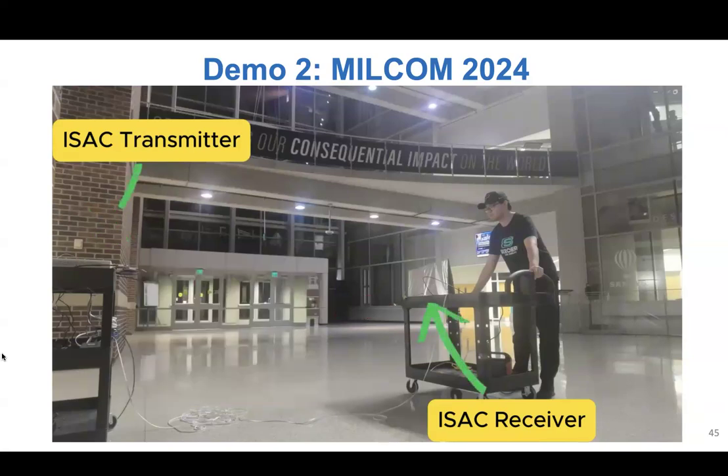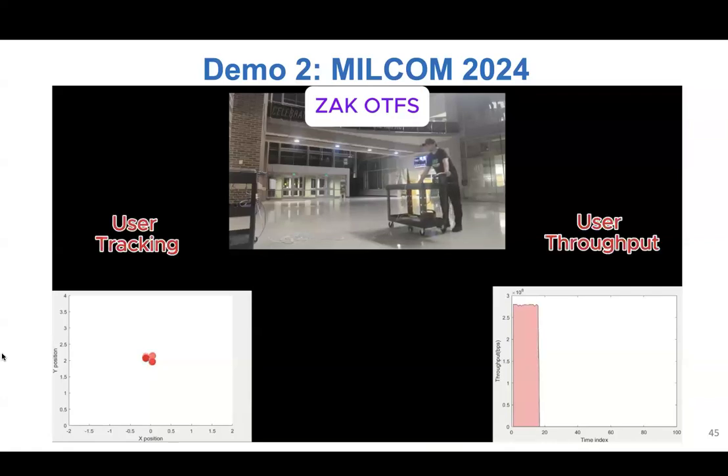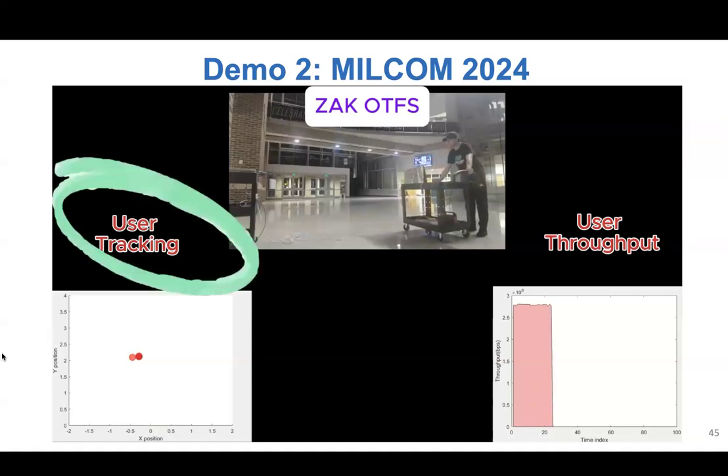The ZAC-OTFS waveform, recognized for its robustness in dynamic environments, is utilized to facilitate simultaneous sensing and communication. The experimental setup is depicted in the top section. In the bottom section, the receiver's tracking of the user's movement is visualized on the left, while the communication throughput performance is shown on the right.